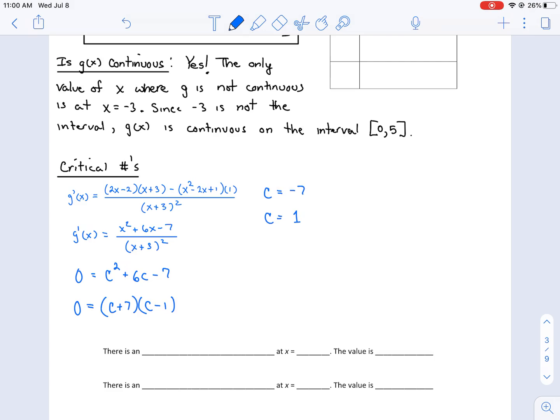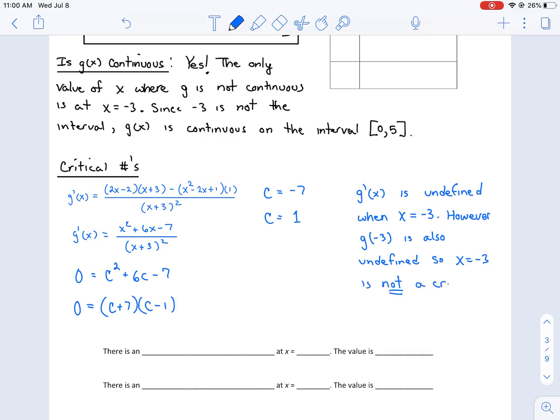Now, we need to ask ourselves, where is the derivative undefined? g prime of x is undefined when x is equal to negative 3. However, g of negative 3 is also undefined. So x is equal to negative 3 is not a critical number.